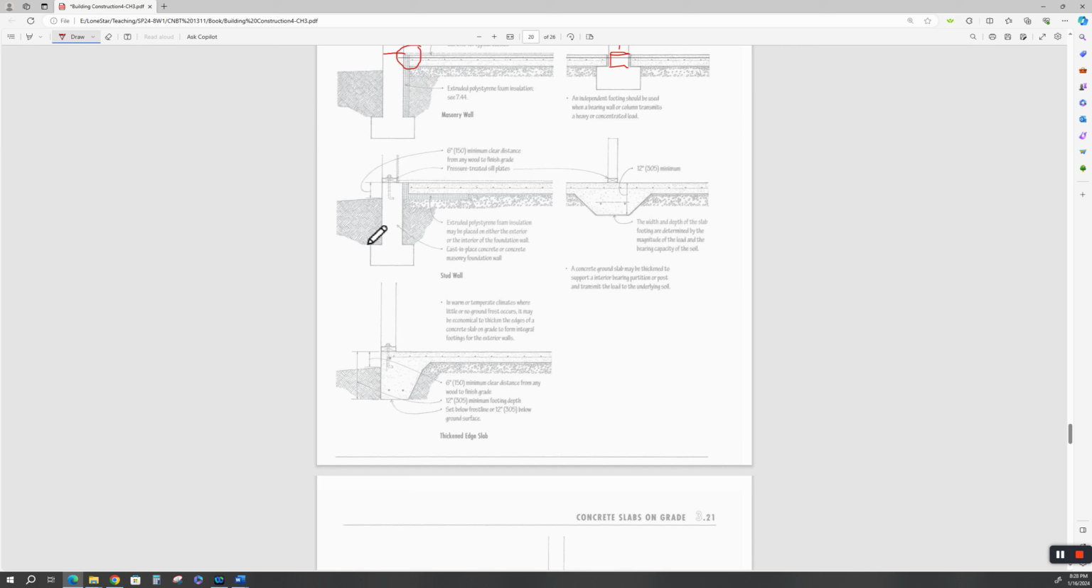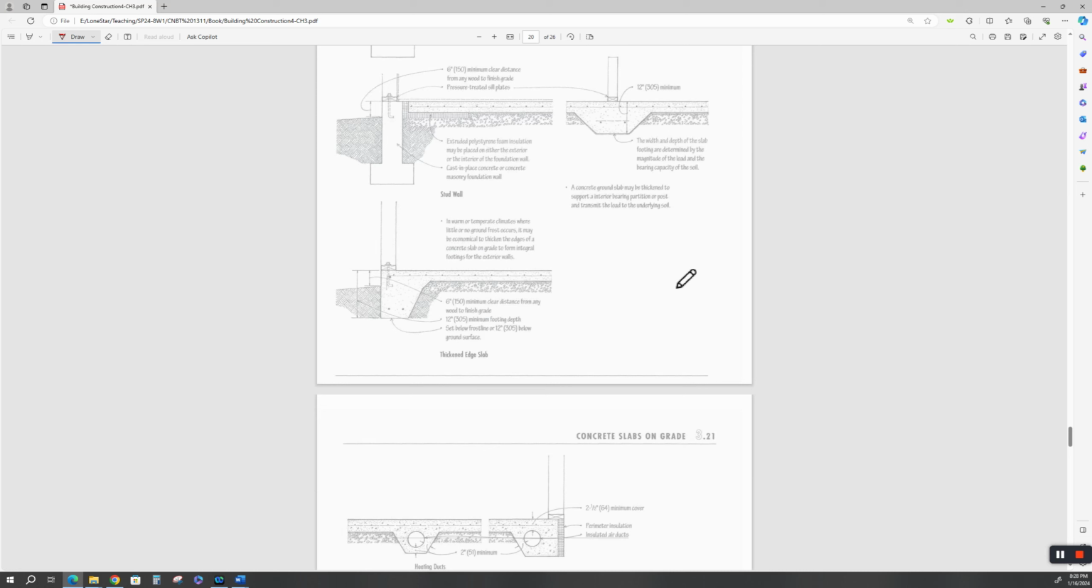Here's another detail of a stud wall. This is a typical wood stud or metal stud wall. This is extruded polystyrene foam insulation, maybe placed underneath here. Cast in place concrete or concrete masonry foundation wall. Hopefully it's cast in place concrete. Here's a grade beam in a slab on grade with a wall on the grade beam to carry the load of the structure.